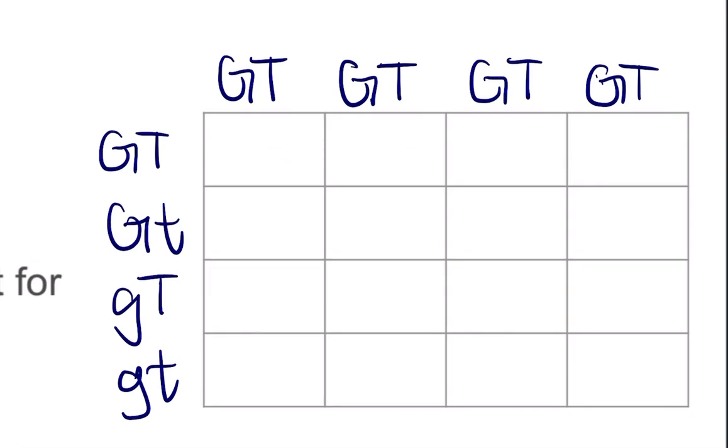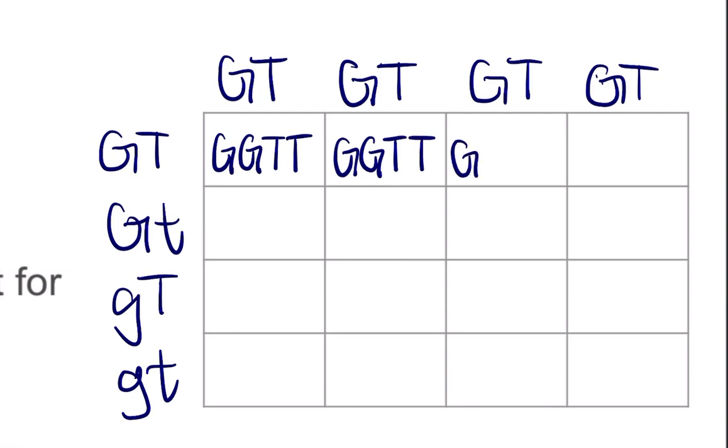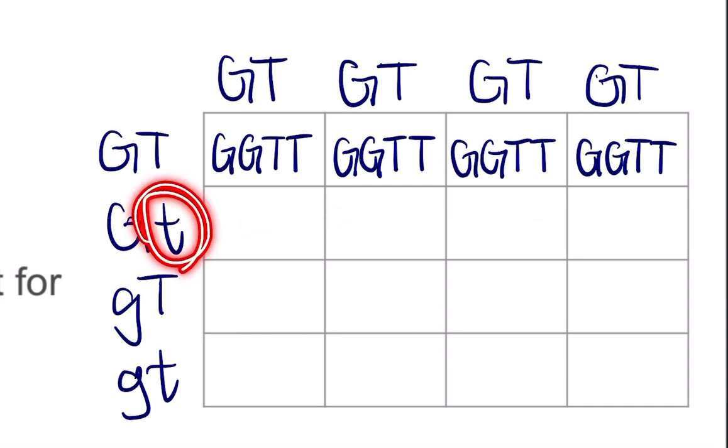So we've got big G, little t, little t. Big G, big T's on those, excuse me. And then big G, and this is gonna be the same all the way across. Like that. Now this row is gonna be a little bit different because we've got this little t in here, so let's not forget about that.